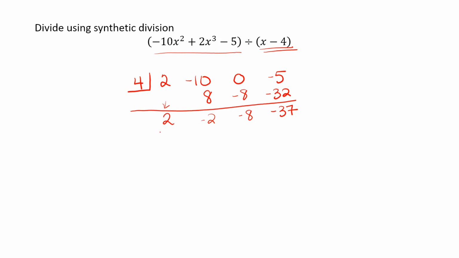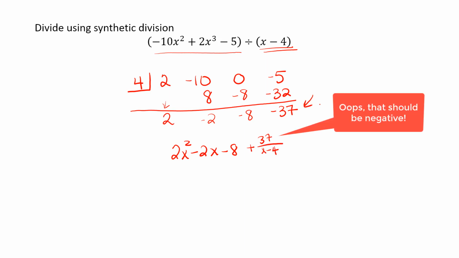So this answer translates to 2x squared minus 2x minus 8 plus the remainder 37. Okay, so this last number is the remainder. And these numbers are the coefficients of the terms of our quotient, and that's always going to be 1 less. It starts out with an x power 1 less than the power of the dividend.